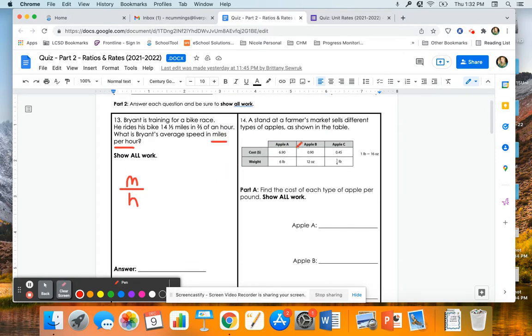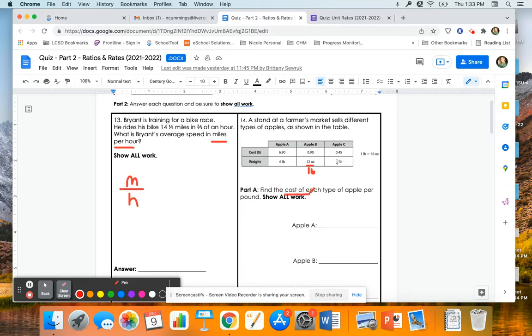Question number 14, a stand at a farmer's market sells different types of apples as shown in the table. So you've got apple A, apple B, and apple C. The top is the cost that each of them costs, and the bottom is the weight. And they put the weight in pounds, but this one is in ounces. If you remember in class, we already have pounds, so we'd want to just change this one to pounds as well. And it tells us here that 1 pound equals 16 ounces. So just like time, you actually have to make that a fraction, and you have to put it over 16. So now you can set up the cost over the weight.